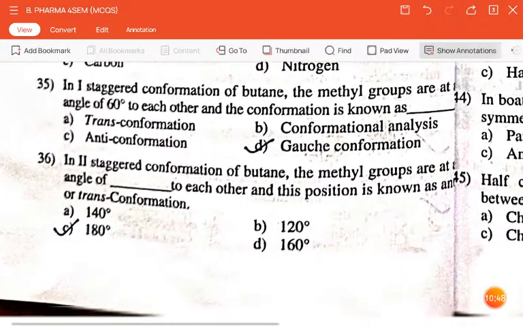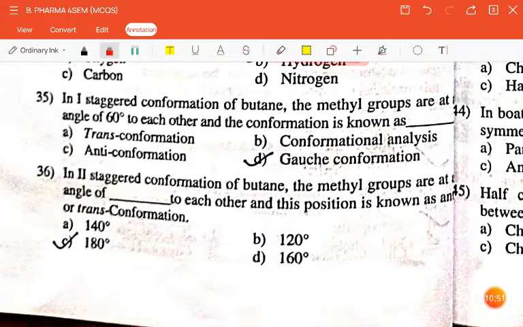The next question is: in first staggered conformation of butane, the methyl groups are at the angle of 60 degrees to each other and the conformation is known as trans conformation, anti conformation, conformational analysis or gauche conformation. So the correct answer is gauche conformation. The next question is: in second staggered conformation of butane, the methyl groups are at an angle of dash to each other and this position is known as anti or trans conformation. 140, 120, 180 or 160. So the correct answer is 180 degrees.